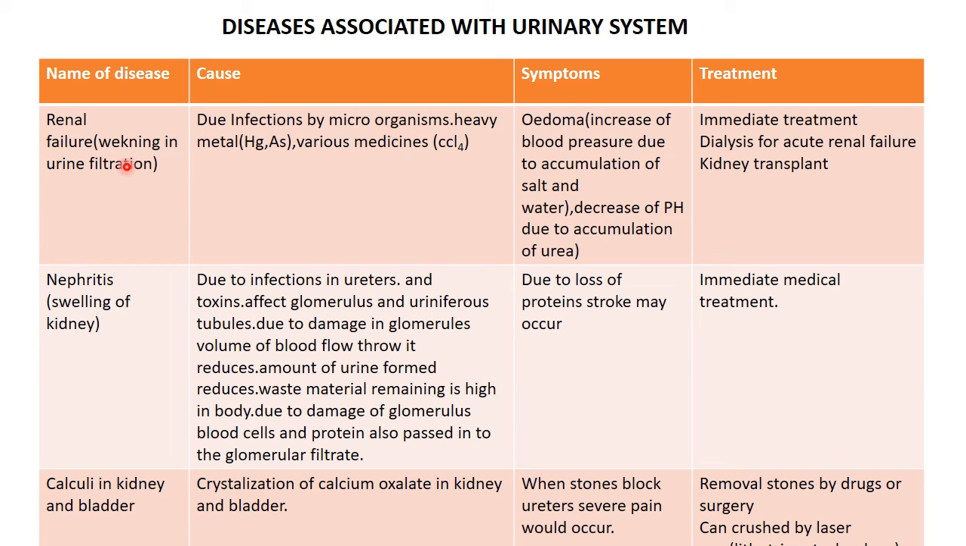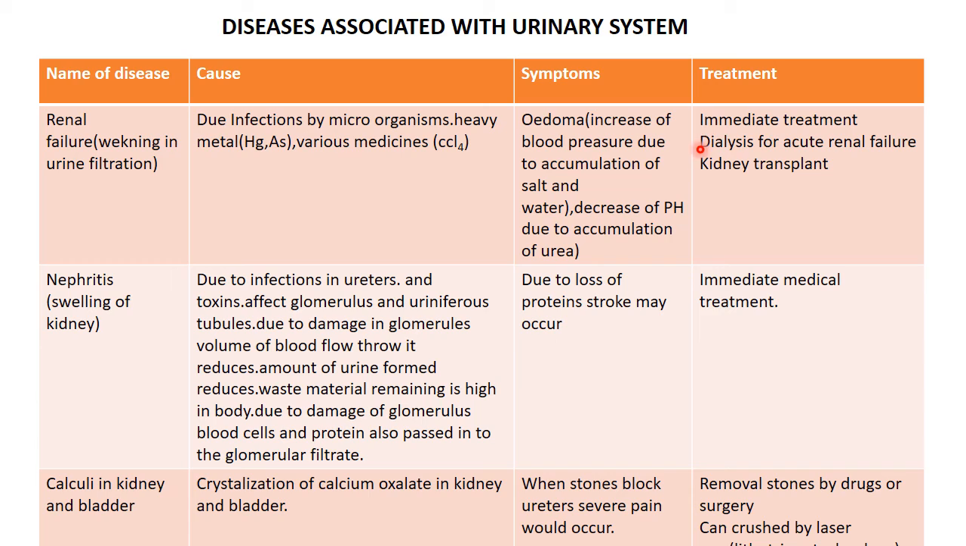So when urine filtration does not happen properly, what will happen? The salt and water may accumulate inside the body, so it will cause raised blood pressure. And there is a decrease of pH due to accumulation of urea. These are bases. So what will happen? The pH of blood will decrease. So when these symptoms are there, we should take immediate treatment by consulting a doctor.